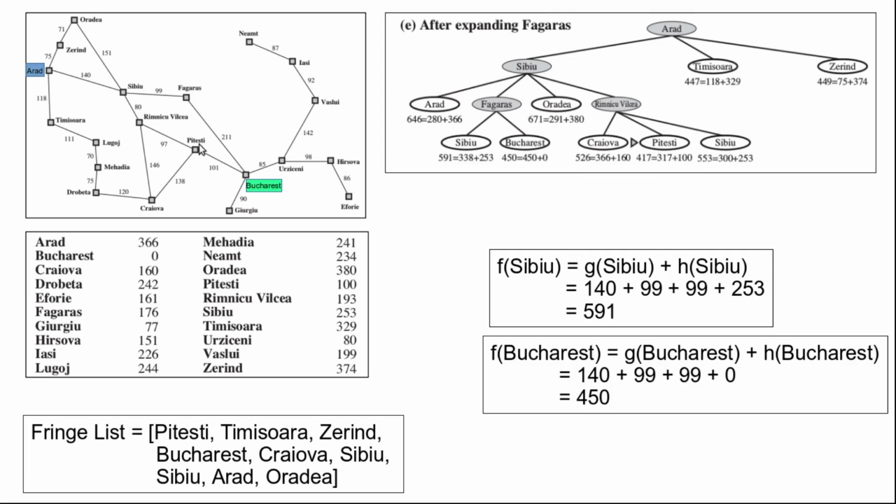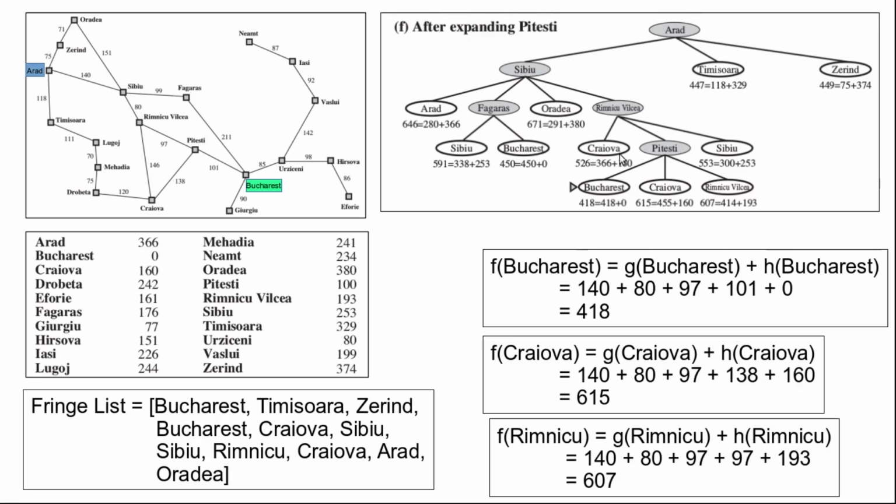So from PTSD we in fact have one path to Bucharest, and the other path is we can go back to Râmnicu or we can go to Craiova. Hence 3 nodes will be generated: Bucharest, Craiova and Râmnicu, and we have to calculate the F value for each of the 3 nodes.